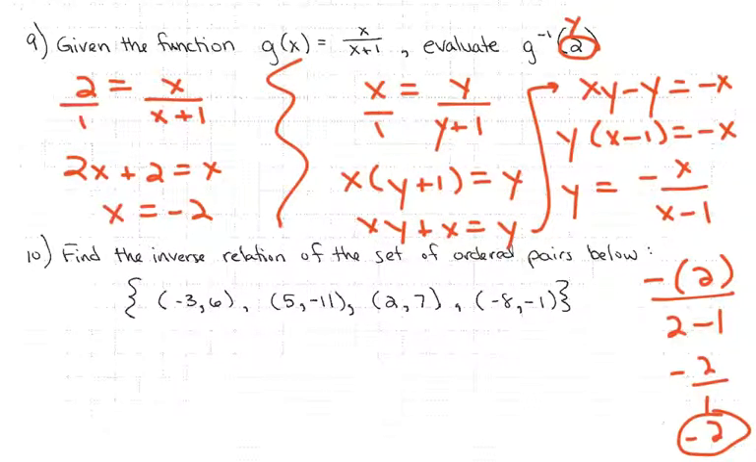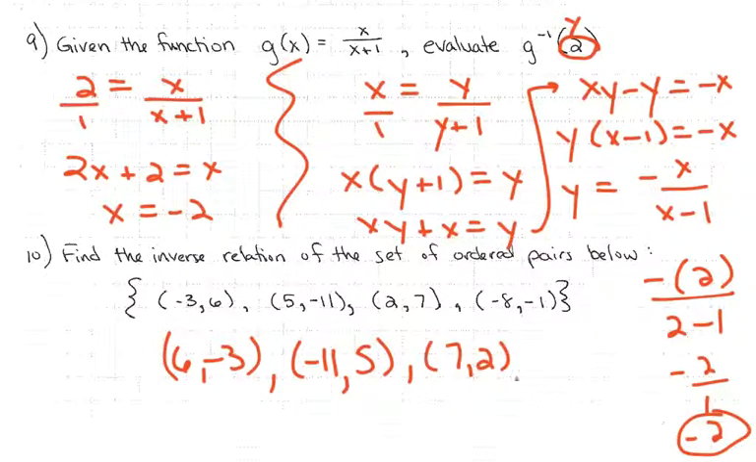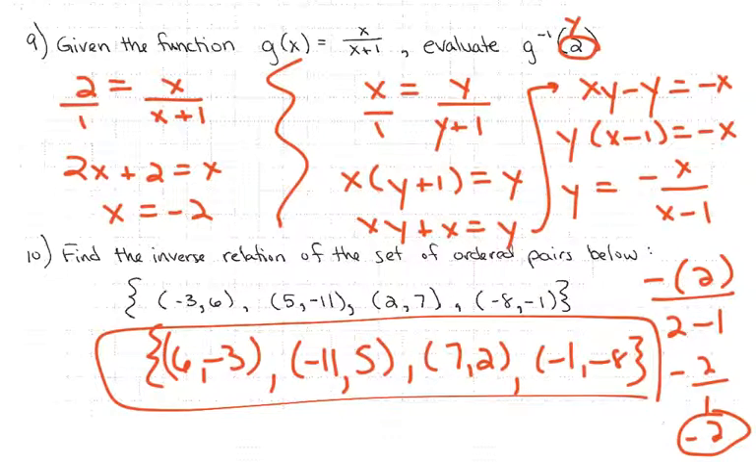The last problem I'm going to do on this video, number 10, find the inverse relation of the set of ordered pairs below. Very easy to find an inverse. The inverse is to just flip the ordered pairs. Don't do anything to the sign of the numbers. Just literally reverse the order. And that would be the set of ordered pairs in the inverse.